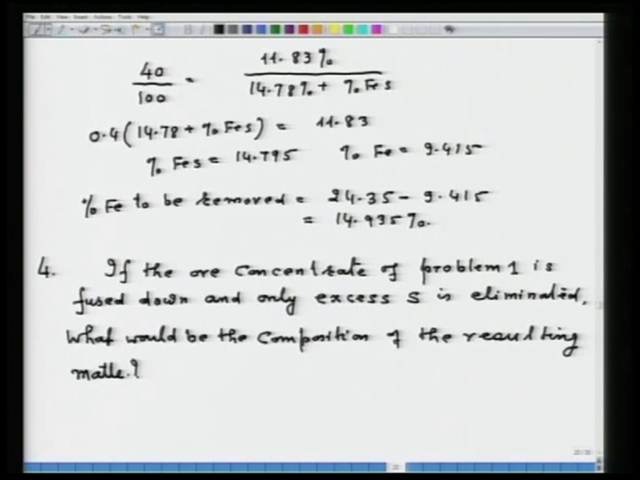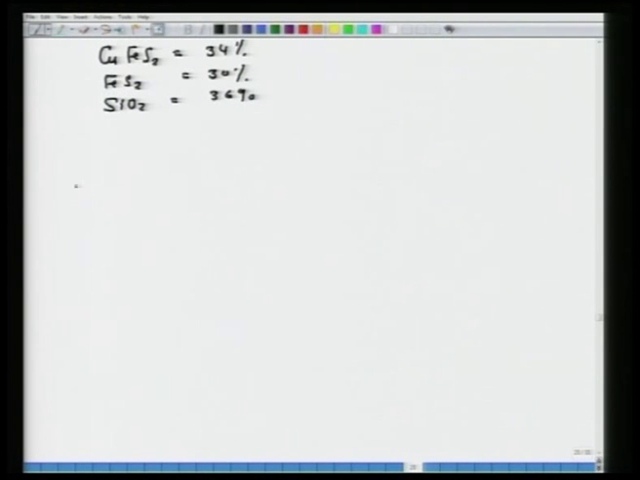Now, could you understand what this means? That is, you have to remove the excess sulfur from the ore concentrate of composition given in 1. So, what was given over there? It was given that CuFeS2 34%, FeS2 30% and SiO2 36%. So, the FeS2 decomposes to FeS plus S. So, that is the excess sulfur that you have to remove in order to calculate the matte.